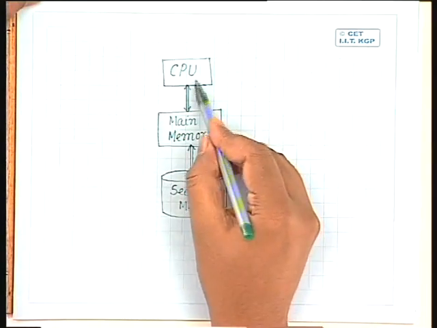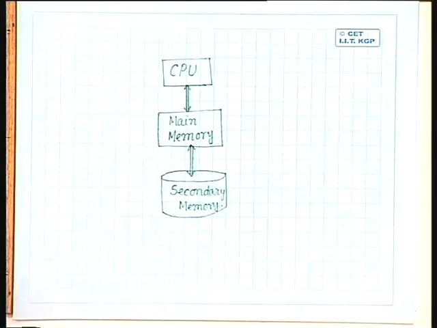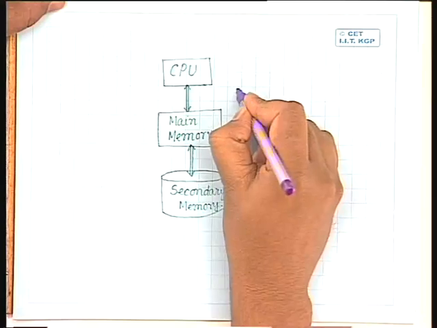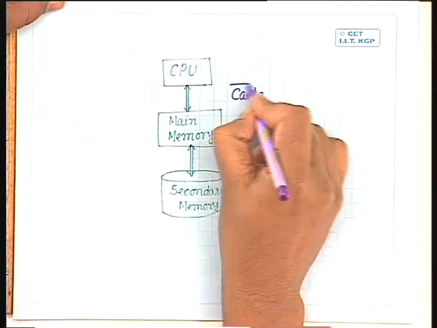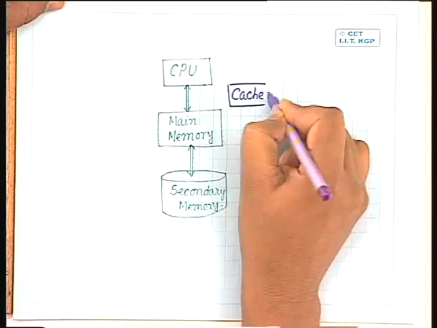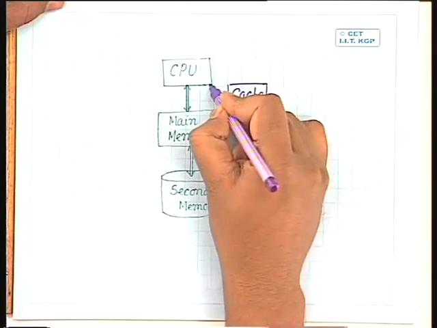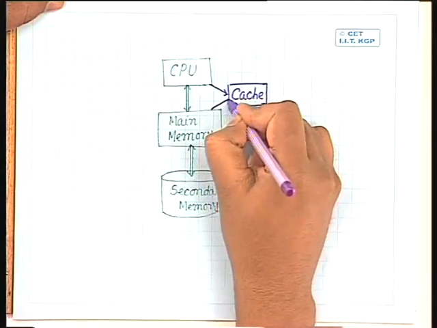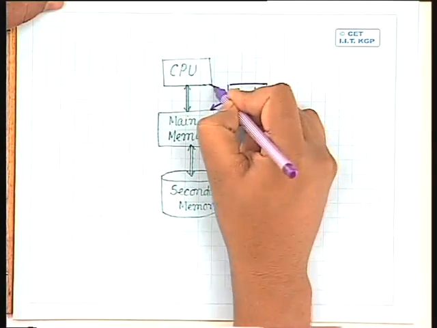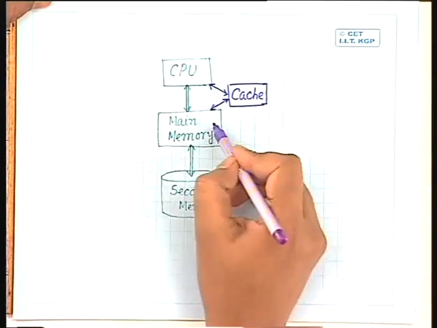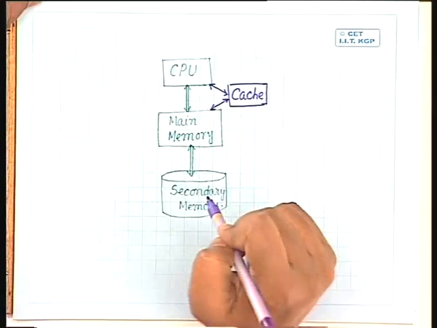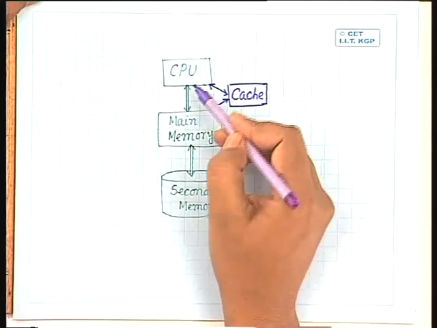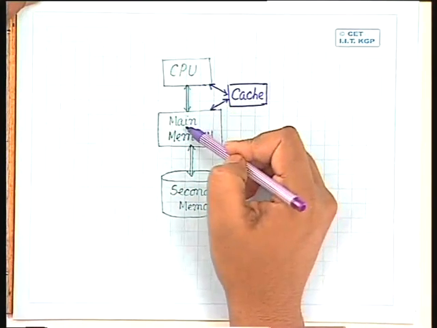Of course, in between the CPU and the main memory, we can have another level of memory which is called a cache. So it is the cache memory which comes in between the CPU and the main memory. We will talk about cache memory later. Right now let us consider the organization of the main memory that is usually used, and for the time being we will assume that the CPU has direct access to the main memory.